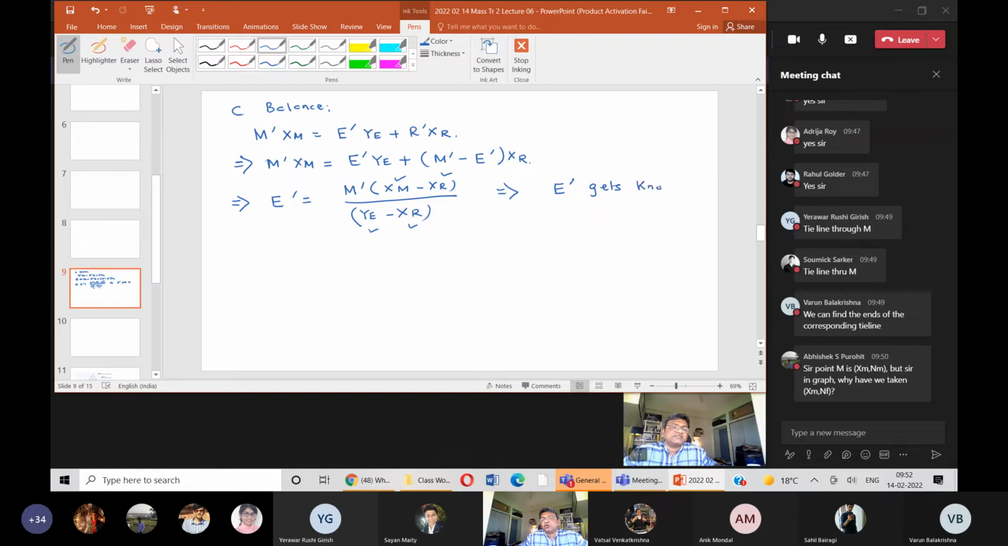E dash gets known. And once E dash is known, of course, similarly, you can calculate R dash also. And once that is done, what we can do is E turns out to be E dash into (1 plus NE), and R turns out to be R dash into (1 plus NR). And this way you can calculate.